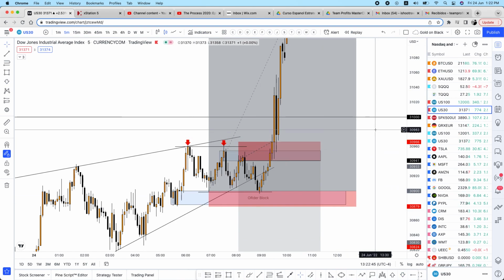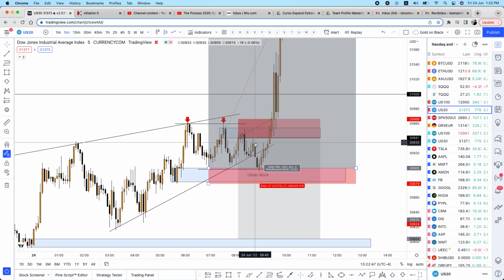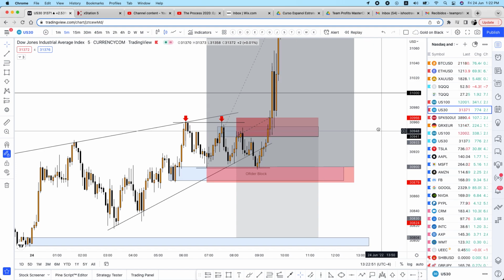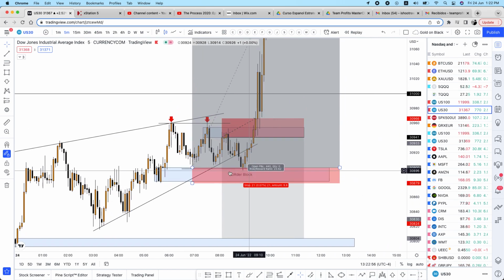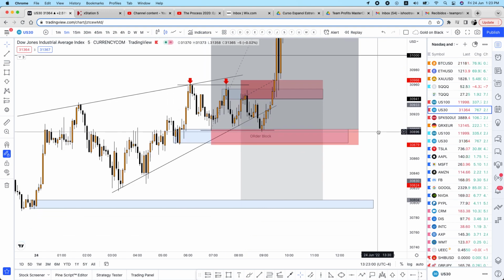And I was like, okay. And when the price broke this structure right here and created a new low, I was like, okay, maybe it's starting to look better. But nope, the price just came back to the same order block right here, and after that, just skyrocketed.